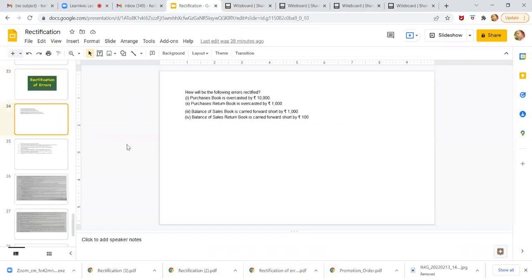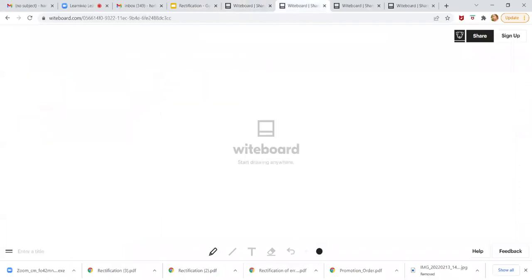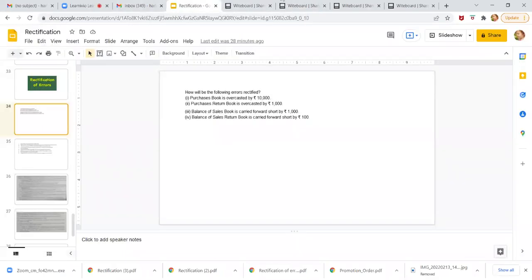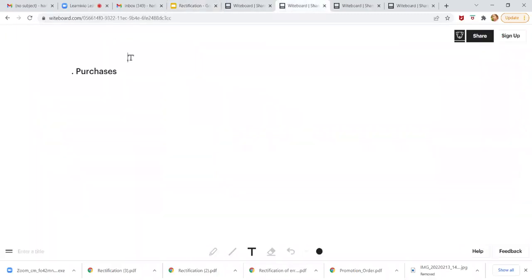Purchases book is overcasted by 10,000. So what does it mean? First, tell me one thing. We have purchases. Purchases book is overcasted by rupees 10,000, right? So here we will correct it. First tell me, what is the balance of purchases book?